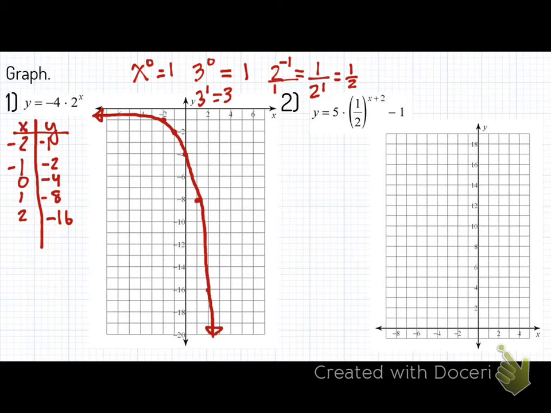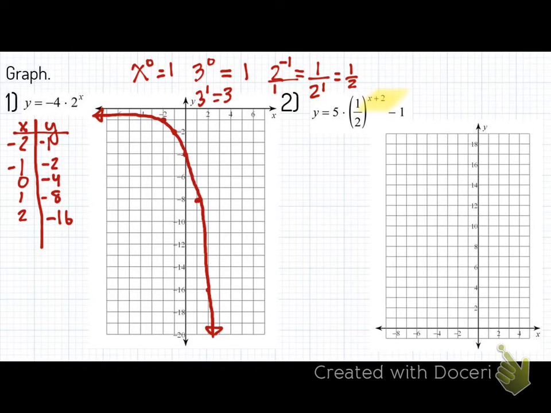Anyways, that's number 1. Let me show you how to do number 2. A little bit more difficult, but we could do this, okay? We have y is equal to 5 times 1/2 to the x plus 2, all minus 1, okay? So for the x plus 2, we want to figure out how to make this exponent equal to 0.